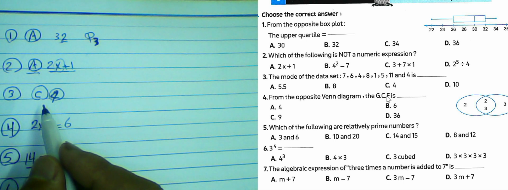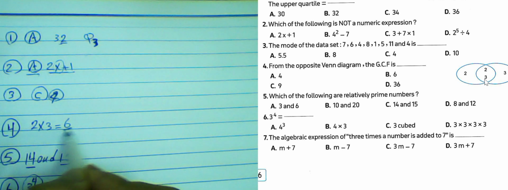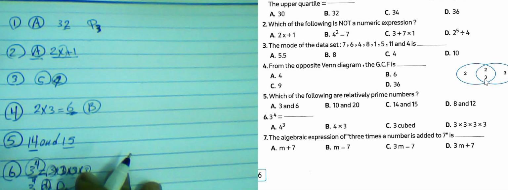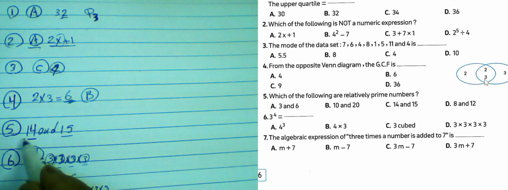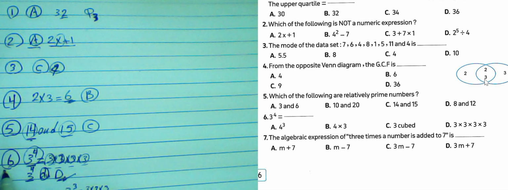We must choose the number which is repeated the most here. 4 is the mode. Question number 4, the opposite Venn diagram. The greatest common factor will be the product of 2 and 3. 2 times 3 here will be 6. Choose letter B. And question number 5, which of the following are relatively prime numbers? We must choose 14 and 15 because the highest common factor between them equals 1. Choose letter C. And question number 6, 3 power 4 means 3 multiplied by itself 4 times. 3 times 3 times 3 times 3. Choose letter D.